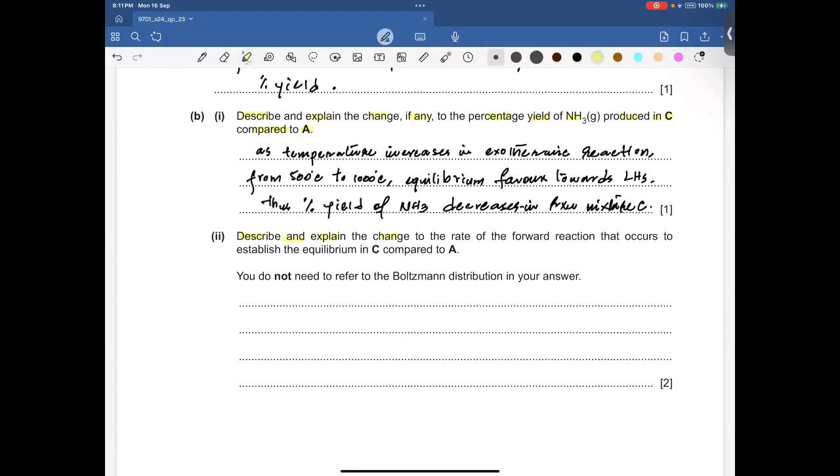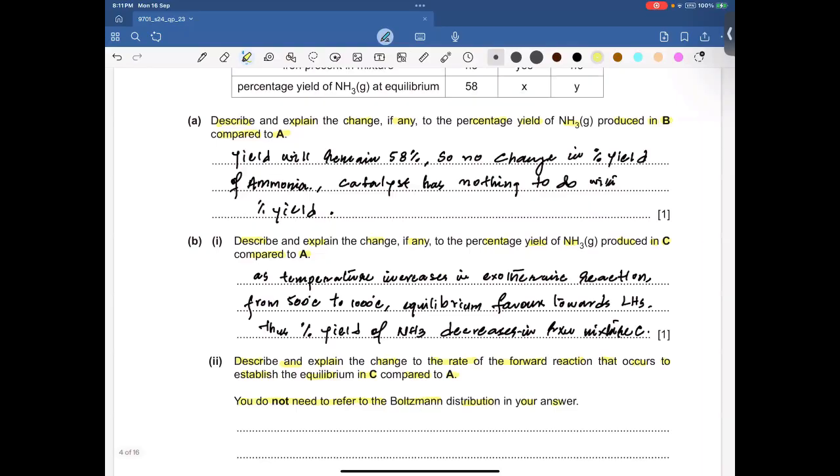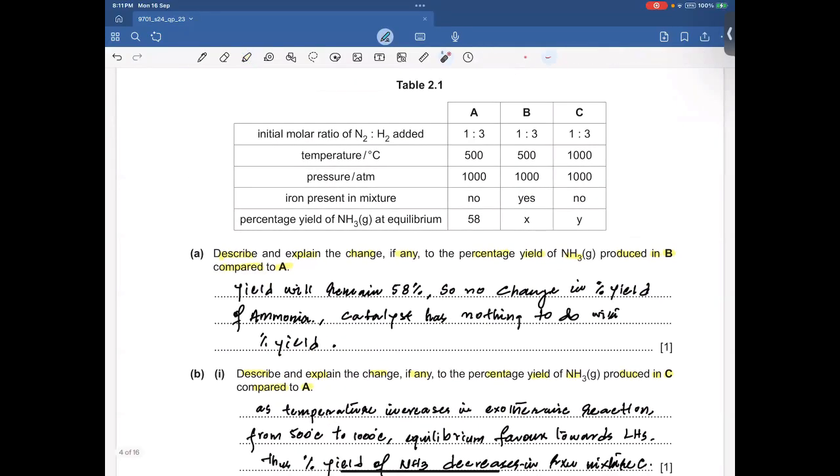Describe and explain the change in the rate of forward reaction that occurs to establish the equilibrium in C compared to A. You do not need to refer to the Boltzmann distribution in your answer. Okay. So when you increase the temperature from 500 to 1000 degrees Celsius, obviously kinetic energy of the molecules increases. This increases the effective collisions in a unit time, and therefore rate of reaction increases.